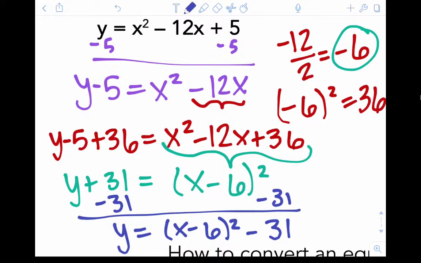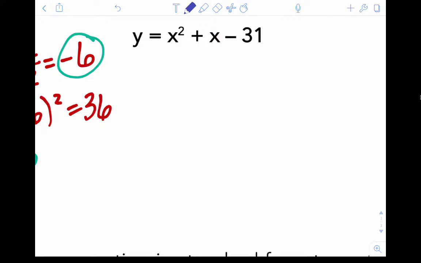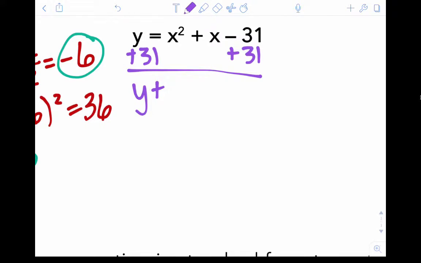All right, let's do another one together. y equals x squared plus x minus 31. So once again, my first step is to add that c value to the other side. Make sure you're being very careful of your signs when you do this. So I have y plus 31 is equal to x squared plus x.